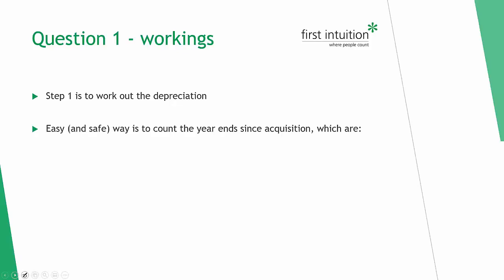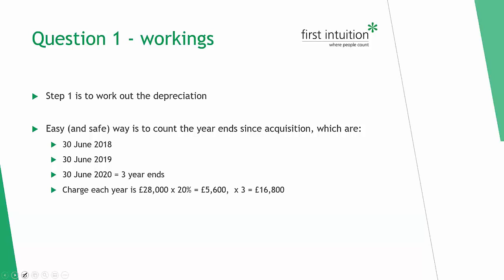The only safe way to work out how many years' worth of depreciation is charged is to count the year ends. So from September 17, given that it's an end of June year end, our first year end will be 30th of June 2018. The next one will be 2019, and then 2020. That's 3 year ends. We don't count June 2021 because the asset has been disposed of during the year. Therefore, depreciation 28,000 times 20% for each year, 5,600 times 3, 16,800.